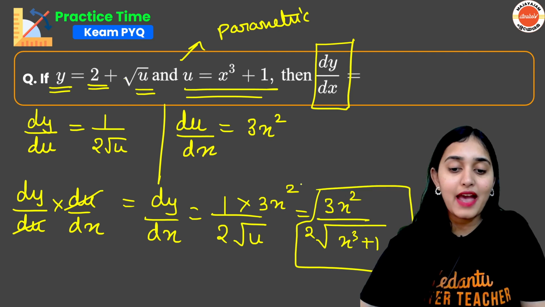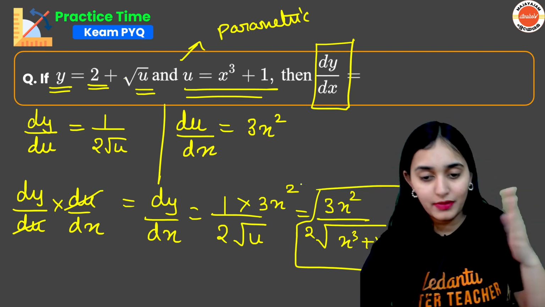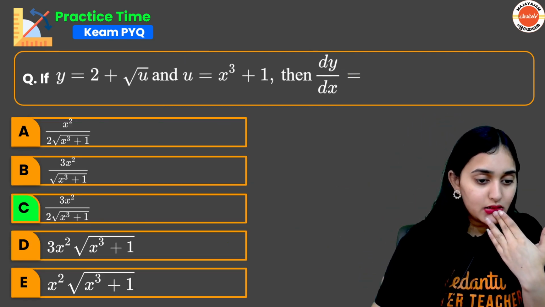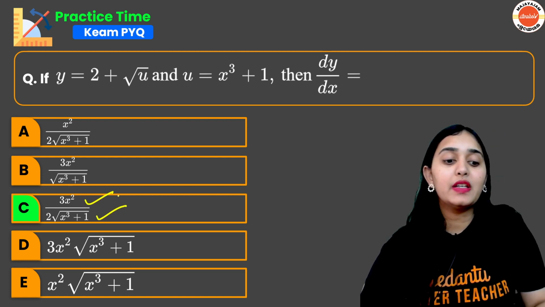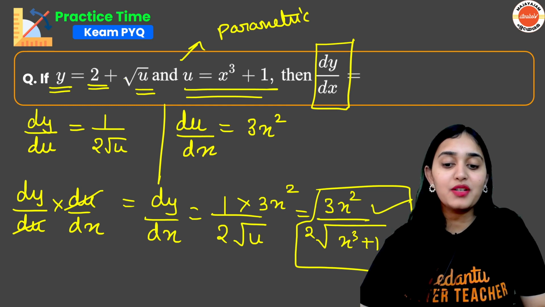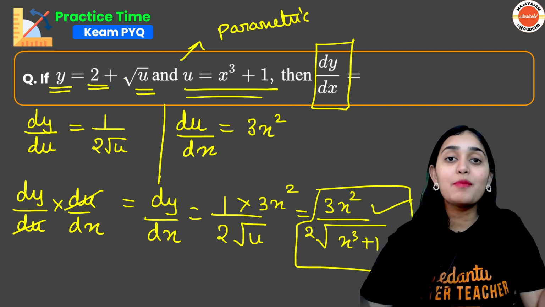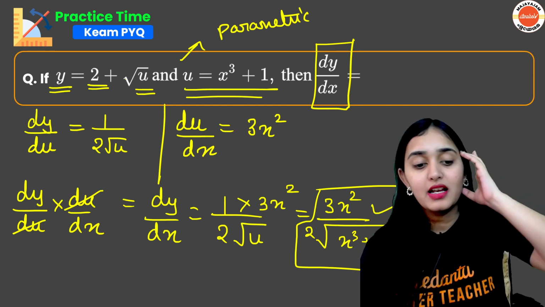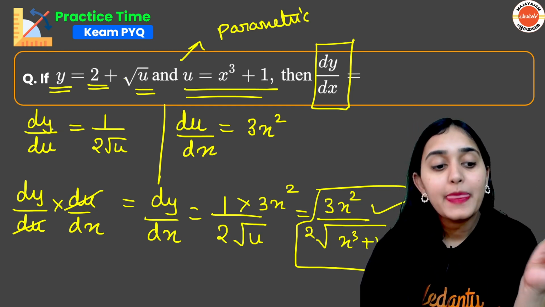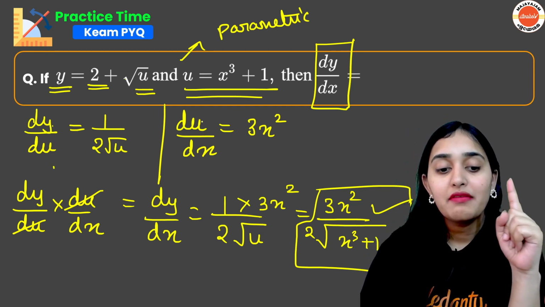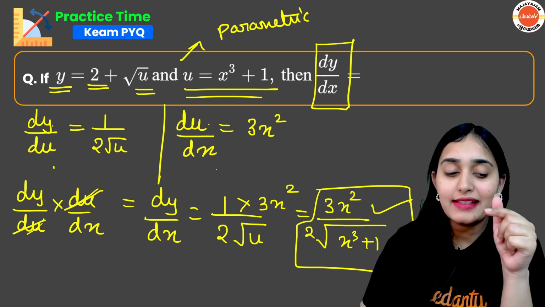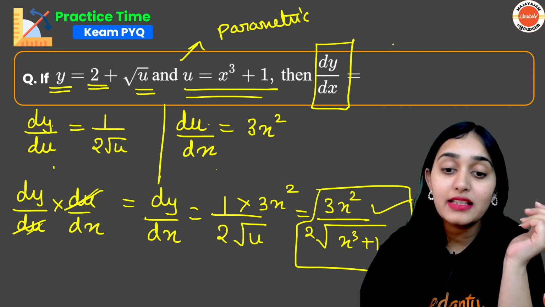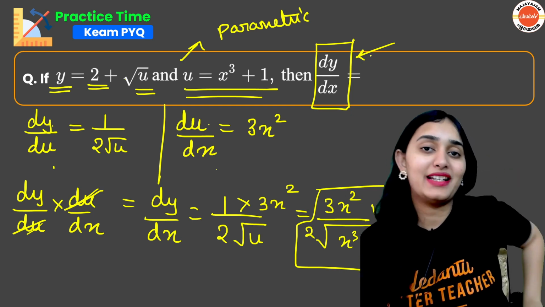Let's check if we have an option similar to this or we need to simplify. Yeah, we have the very same option, 3x square upon 2 root u. Same. So simple. Just a one line answer. So here what we did: we found dy by du, we found du by dx, and we multiplied so that du gets cancelled. We get dy by dx because in the question they are asking dy by dx.